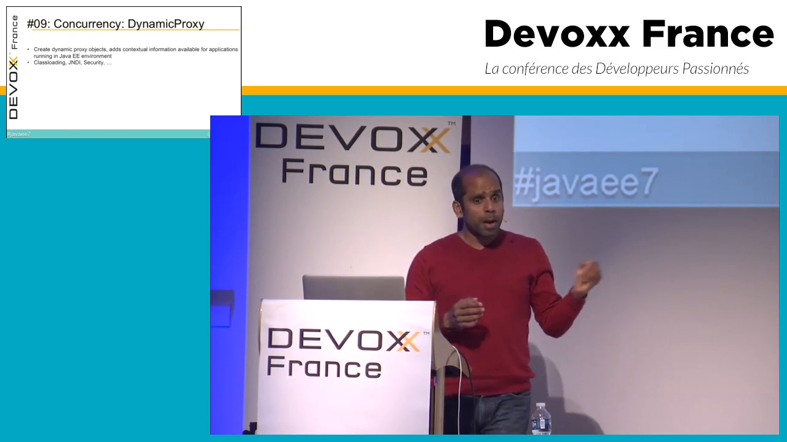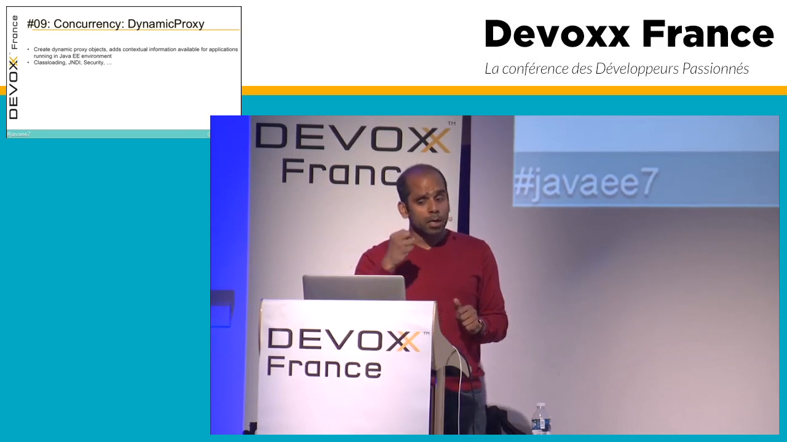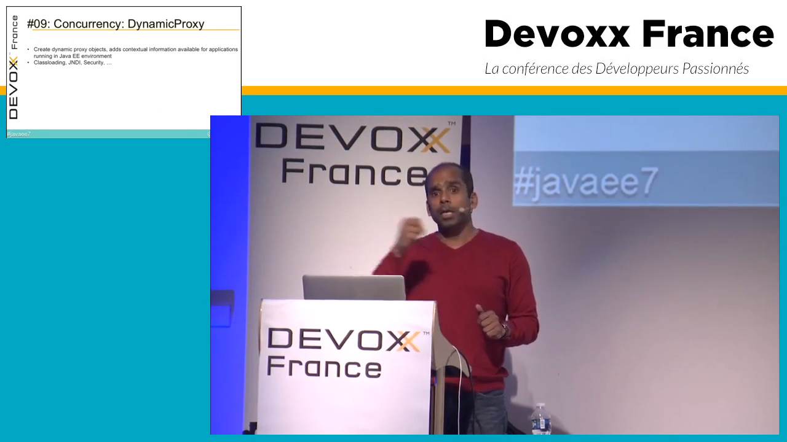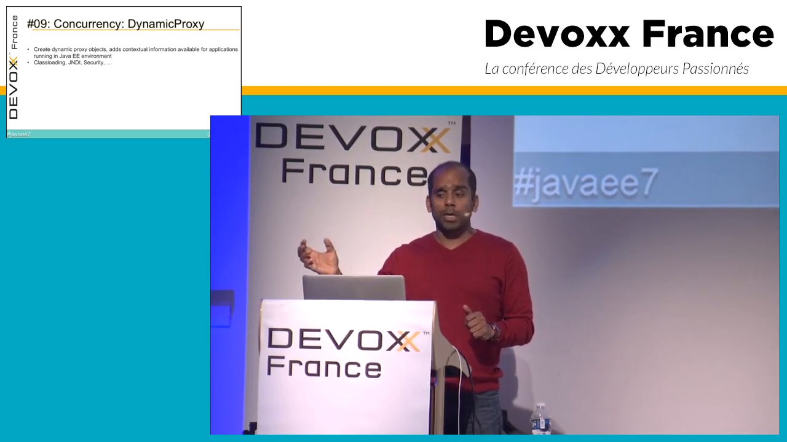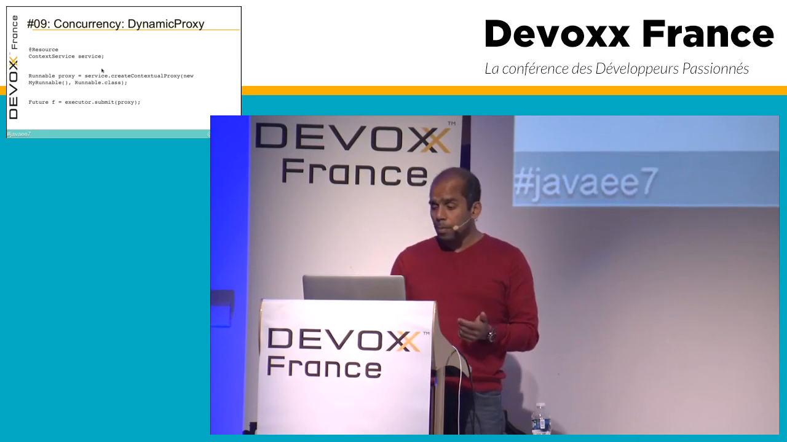Now we talked about 3 managed objects. We also have something called a dynamic proxy. So you can add contextual information for any Java EE object in this case. So as I said, class loading, JNDI and security information is available to you. But how do we use dynamic proxy?